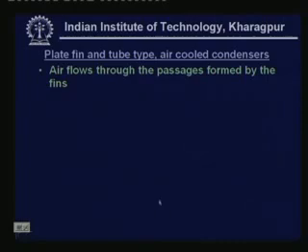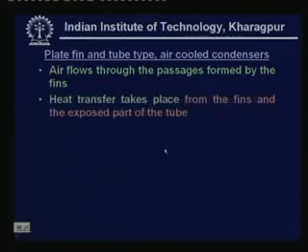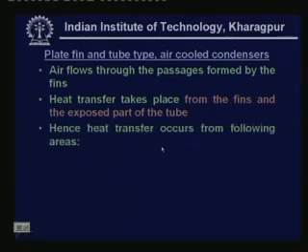Now let us look at plate fin and tube type air cooled condensers, and let us look at various areas of heat transfer. Okay, first let us see how this is constructed. In this type of heat exchangers, as we have already discussed, air flows through the passages formed by the fins, and heat transfer takes place from fins and the exposed part of the tube. Hence heat transfer occurs from the following areas.